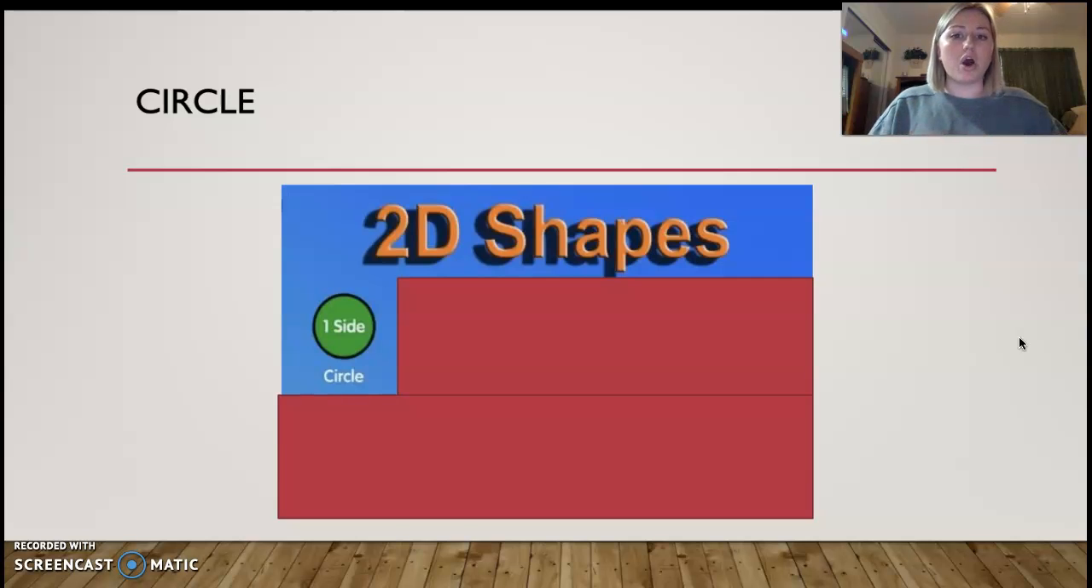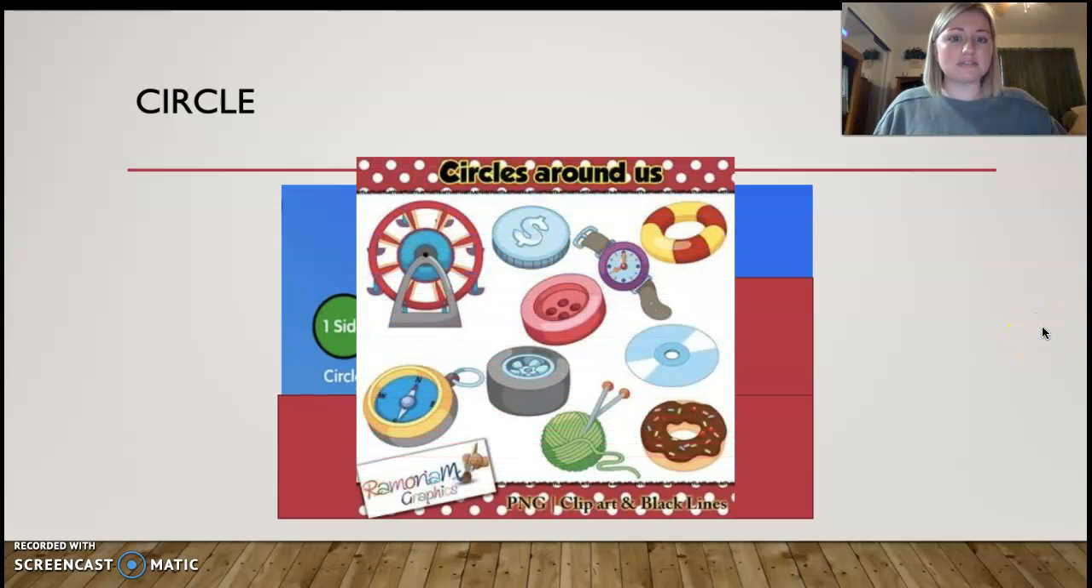So we also might notice some circles around us. So if you look at the picture on the screen, there could be a circle like a Ferris wheel right over here, or money, maybe a quarter or a nickel, dime, or penny. There's also tubes or rafts that you might float in your pool, the face of a watch, a button, a tire or a CD, or even a donut.